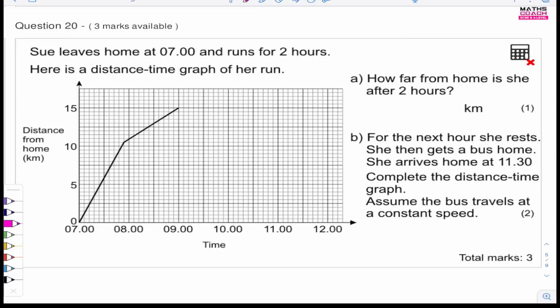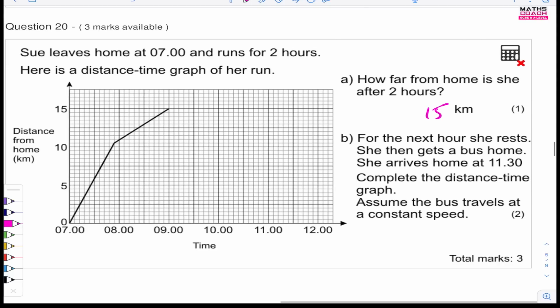Anyway, how far from home is she after 2 hours? So let's work that out. After 2 hours, that's 7 o'clock to 9 o'clock. How far is she? She's right there. Well, that's simple. Just read that off. So 15 kilometers away from home.